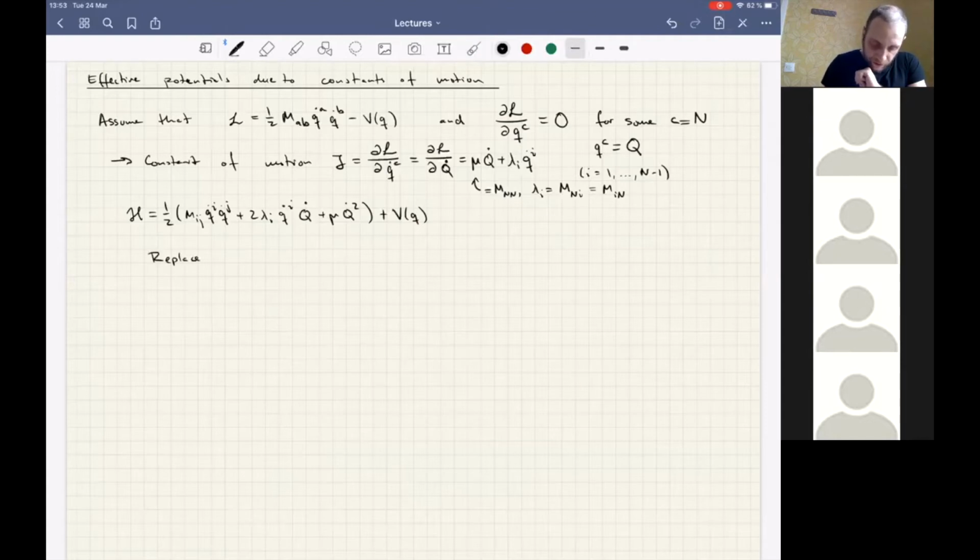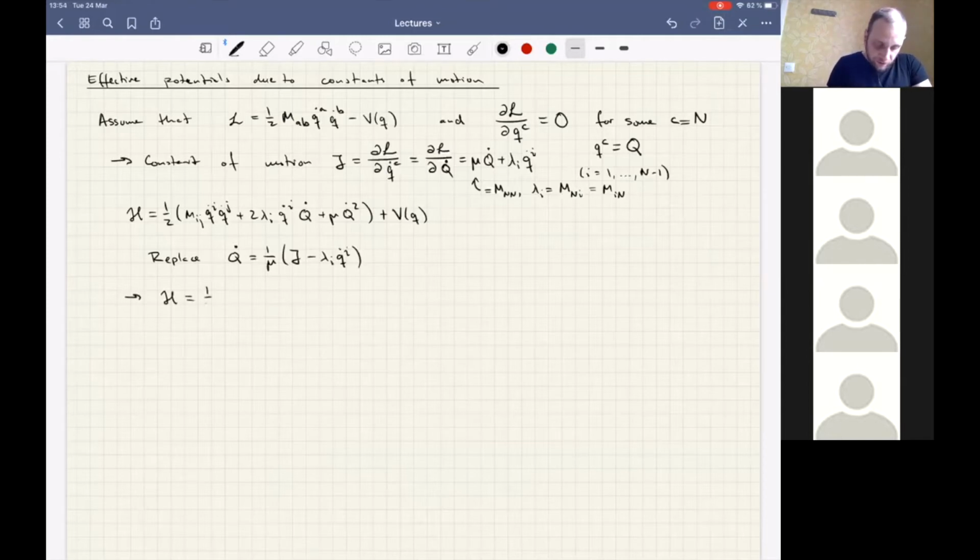We're going to take Q dot, and if we solve for Q dot, it's 1 over mu (J minus lambda I Qi dot). Right? This is just solving from the expression from the constant of motion. And this will put your Hamiltonian on the following form.